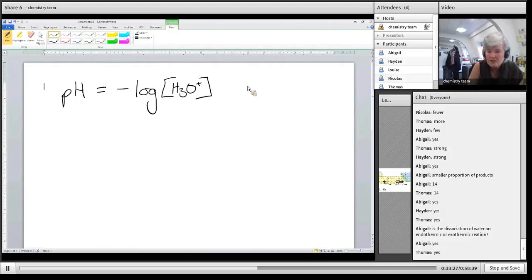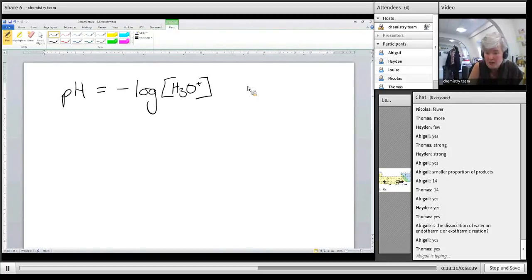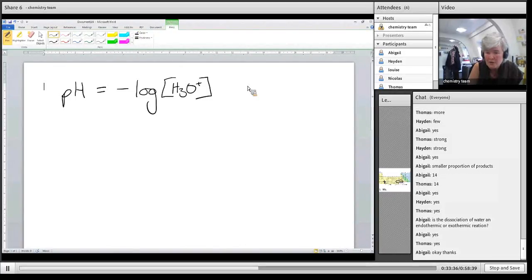Okay, so the dissociation of water, Abigail, should be endothermic. Because when you heat it, you get more hydronium ions. So it's going to favor the endothermic reaction. Because the stress is adding heat, so the way the reaction works is to remove the heat. So if it goes forward, that means that must be endothermic because it's absorbing heat.